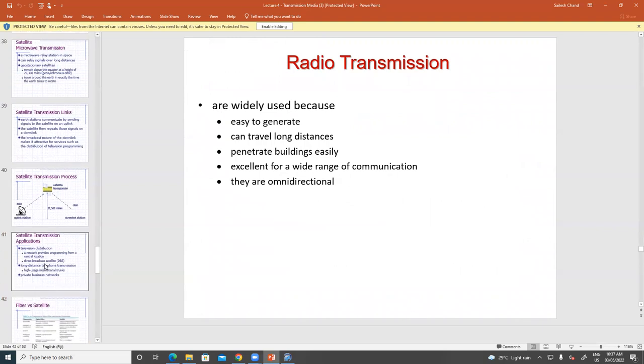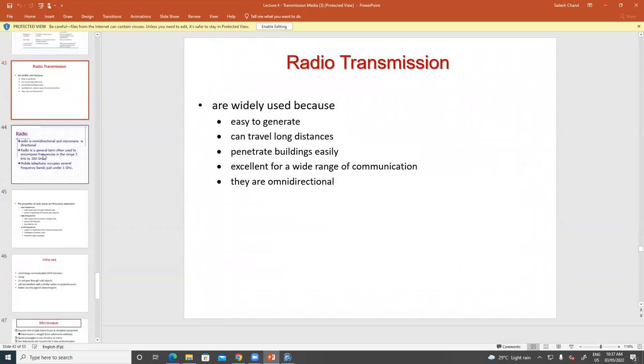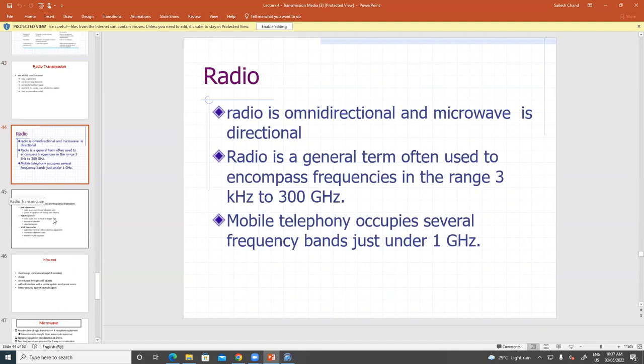Right. So we have talked about microwave, and then we've talked about satellite, and the third one here is radio. Okay, radio is omnidirectional, and microwave is directional. So microwave, you have to put it in a direction, right? The receiver and the sender must be pointing to each other, whereas radio is omnidirectional. It just goes in all directions. Radio is a general term often used to encompass frequencies in the range of 3 kilohertz to 300 gigahertz. So 3 kilohertz, that is 3000 hertz, to 300 billion hertz. Mobile telephony occupies several frequency bands just under 1 gigahertz.